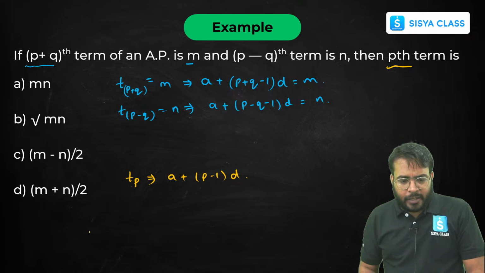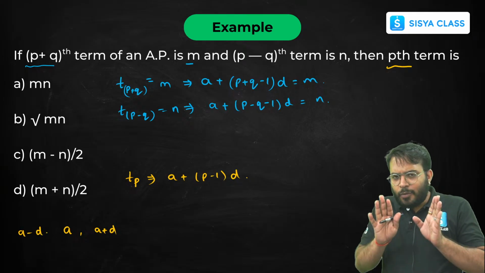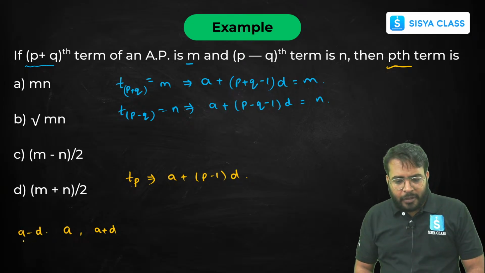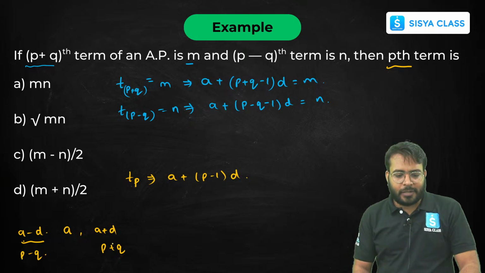Suppose three terms are there. I am having p plus q and p minus q. Do you remember three terms? a plus d, a minus d. It looks something like this: you have a minus d, you have p plus q, and you have p minus q. And they are just asking for the pth term.